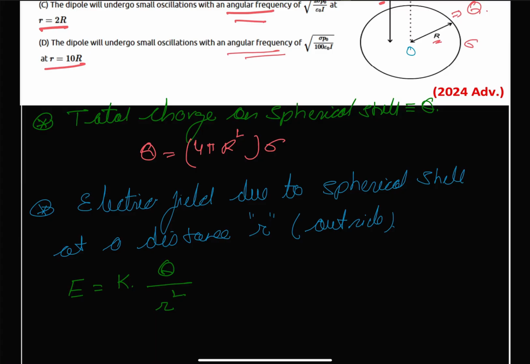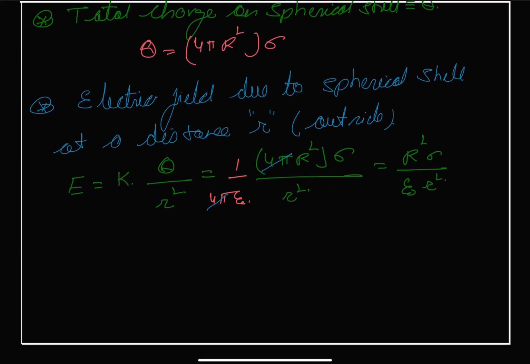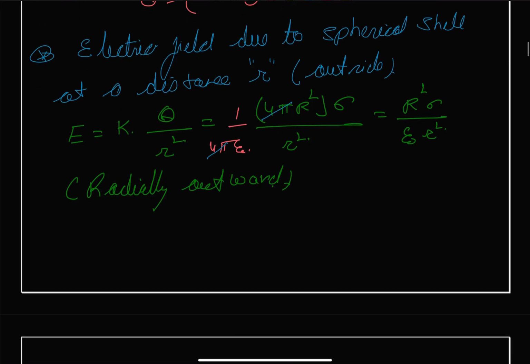We can substitute the value of Q, which gives us K, and we have here 4 pi R square multiplied by sigma divided by small r square. Let me write the value of K, that is 1 upon 4 pi epsilon naught. So here 4 pi cancels out, so we get this as R square sigma divided by epsilon naught small r square, and this field will be radially outward. So let's find out the torque on the dipole.